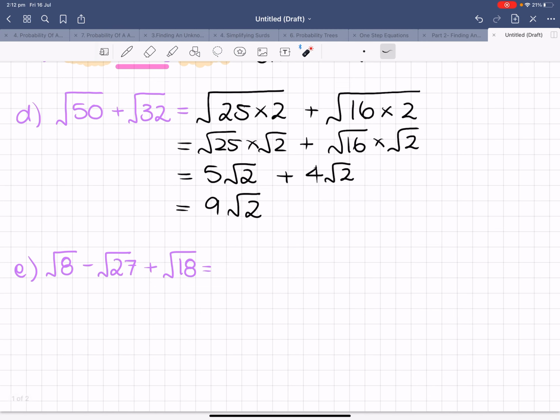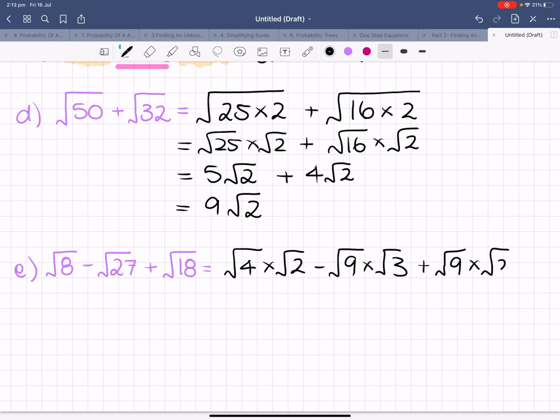Again, this time we've got 3 different surds. We want to change them so we can have like surds underneath there. So going through, the easiest way to do it is just find the numbers that are the most simple. So square root of 8 can be broken down into square root of 4 times the square root of 2. Then we want to minus the square root of 9 times the square root of 3, and then we add the square root of 9 times the square root of 2.